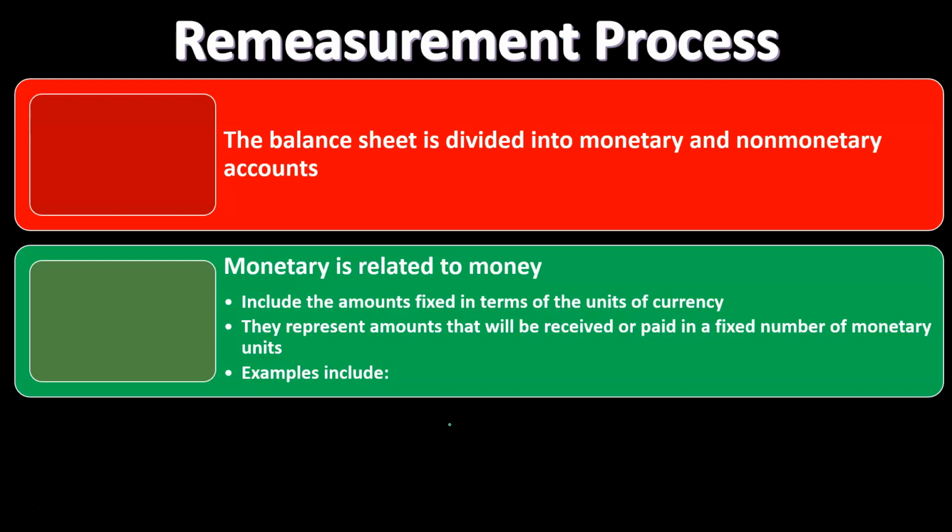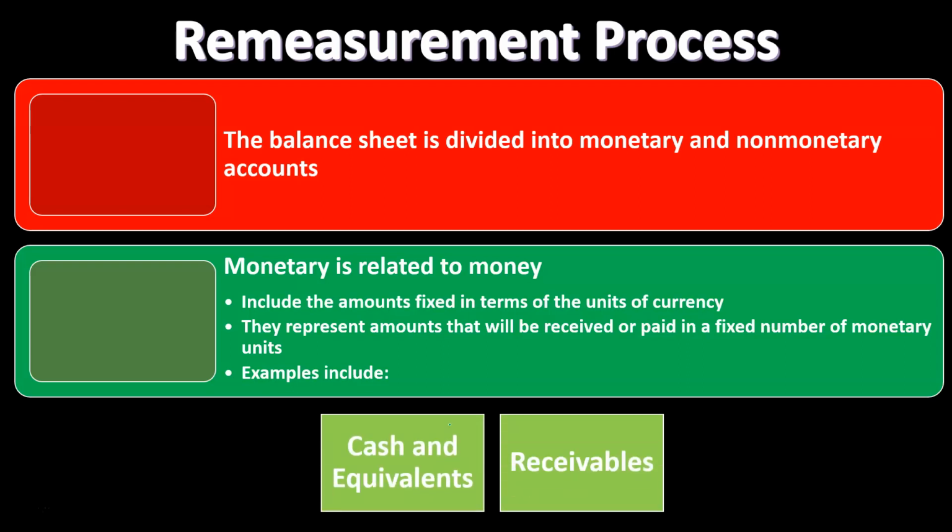That, of course, includes cash, and it'll also include receivables, because if you think about receivables, we're going to get paid basically in cash. We're going to be paid in something that's in monetary units. Therefore, it makes sense for us to use what I would think of basically as the default balance sheet rate.